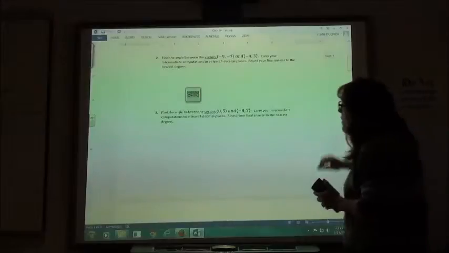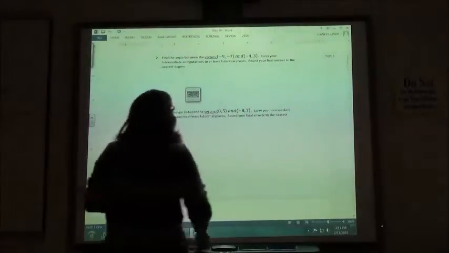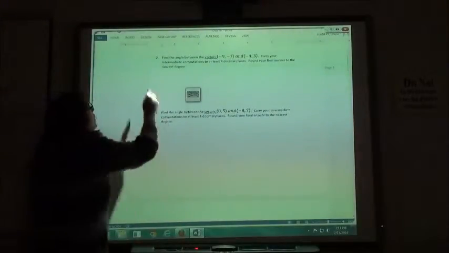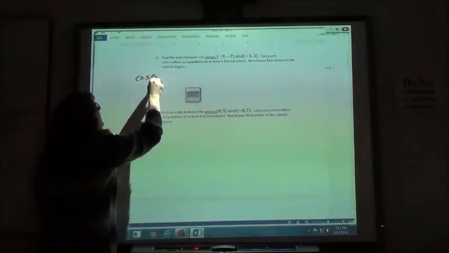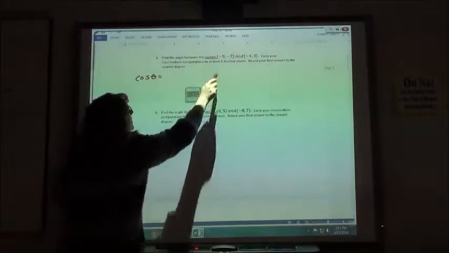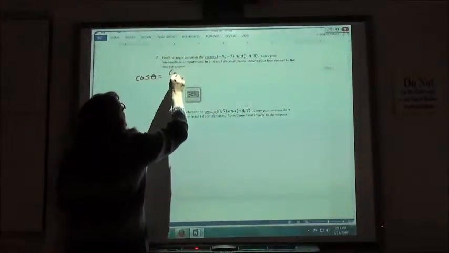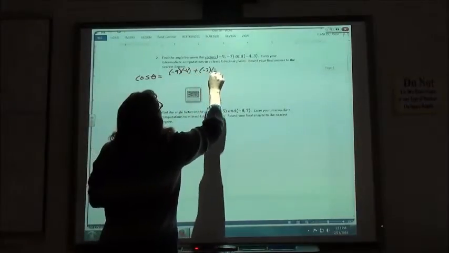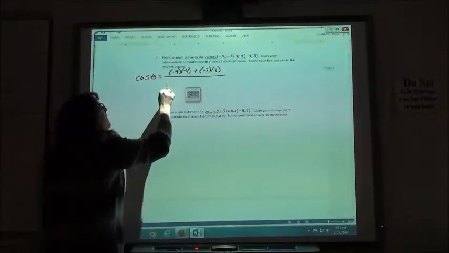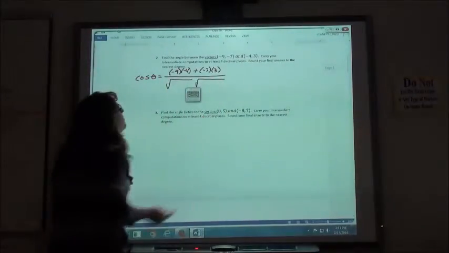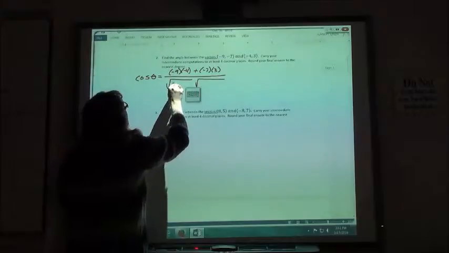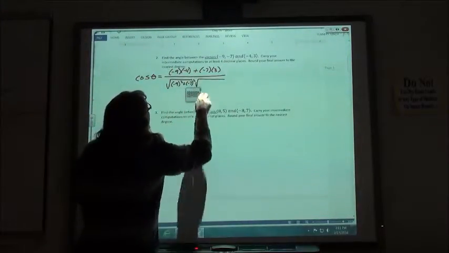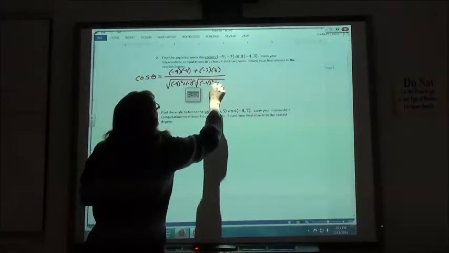So number 2, it wants us to find the angle between the negative 9, negative 7 vector and the negative 4, positive 3 vector. So again, we're saying that the cosine of theta is equal to the dot product of my two vectors, so negative 9 times negative 4 plus negative 7 times positive 3, over the magnitude of each of my vectors. So we're going to have the square root of negative 9 squared plus negative 7 squared, and then the square root of negative 4 squared plus 3 squared.